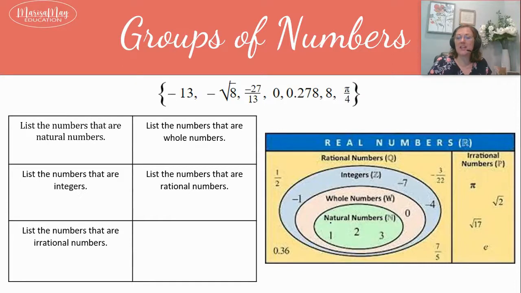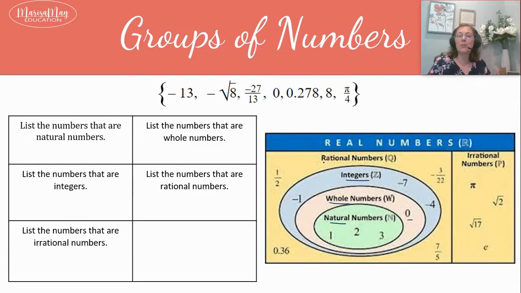So we can look at the natural numbers in the very inside circle. Those are your counting numbers. Those are the numbers we teach children from the very beginning. 1, 2, 3, right? There's no decimals, there's no fractions. Then we add in the concept of a zero with our whole numbers. And then we add in integers. Those are our positive and negatives. But notice we still don't have any fractions or decimals.